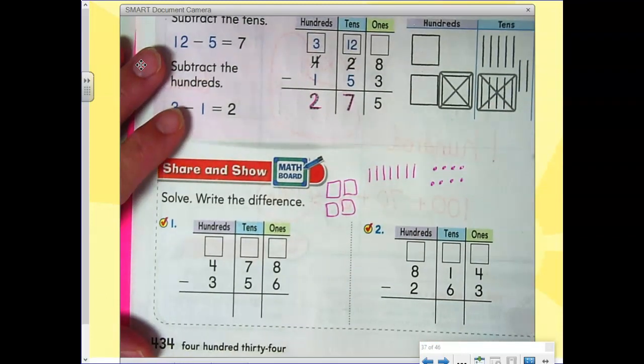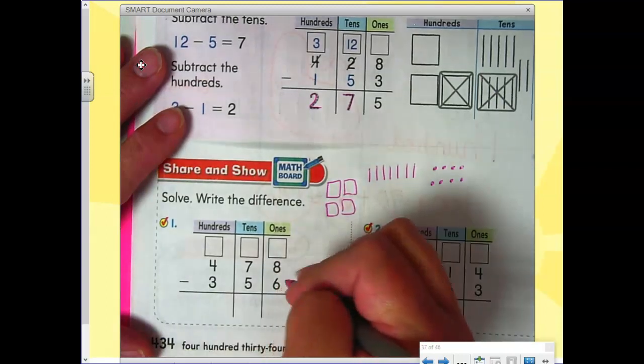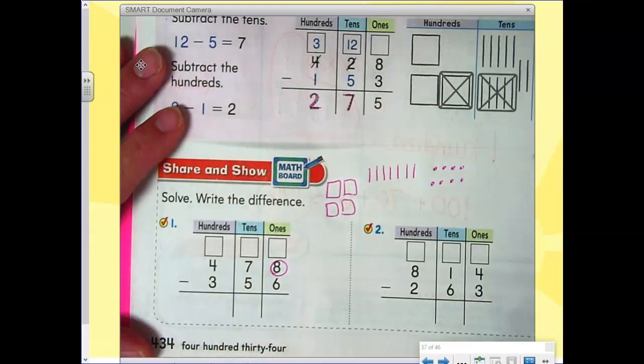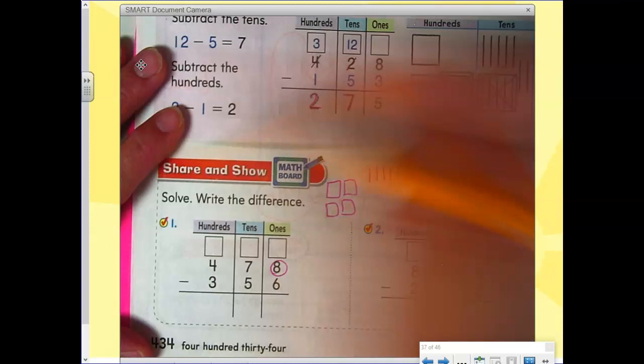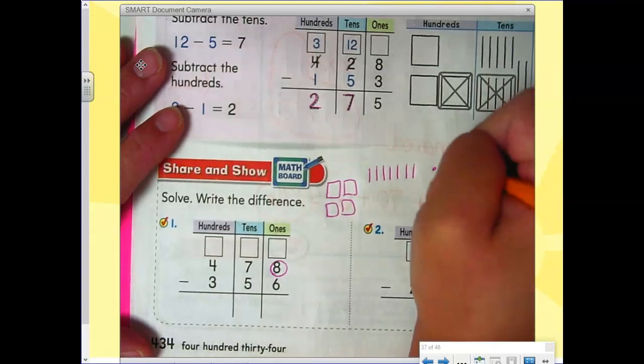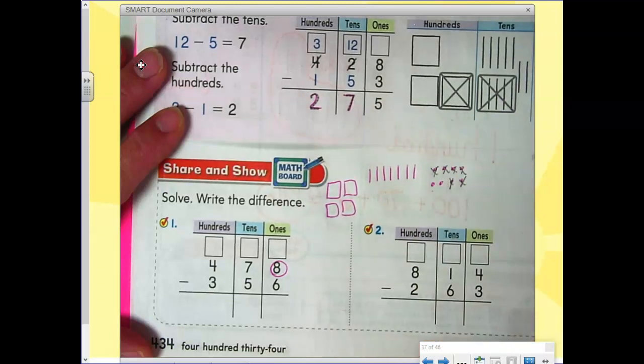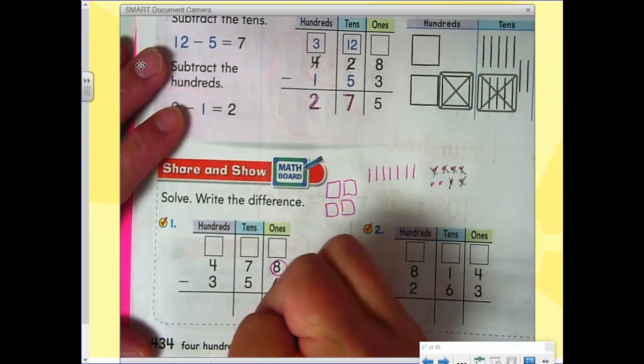All right, now we're going to take away 6. Where's my big number? It's on top. No need to stop. So 8 minus 6. 1, 2, 3, 4, 5, 6. I have 2 left. 8 minus 6 is 2.